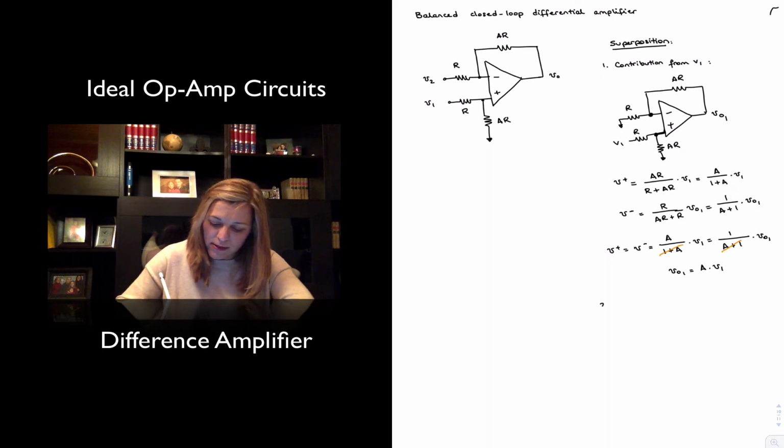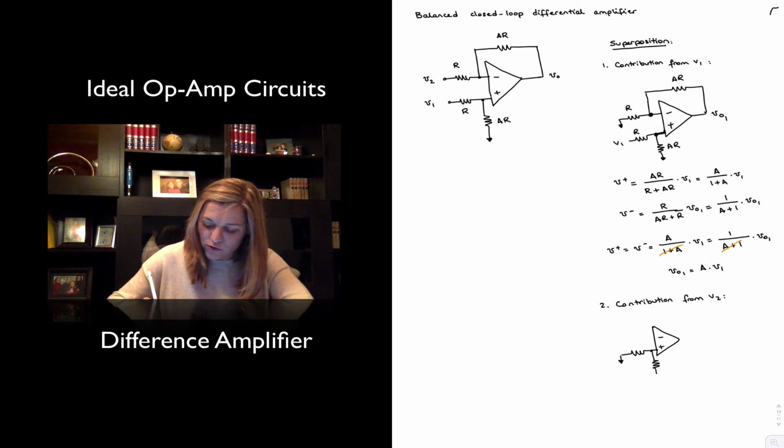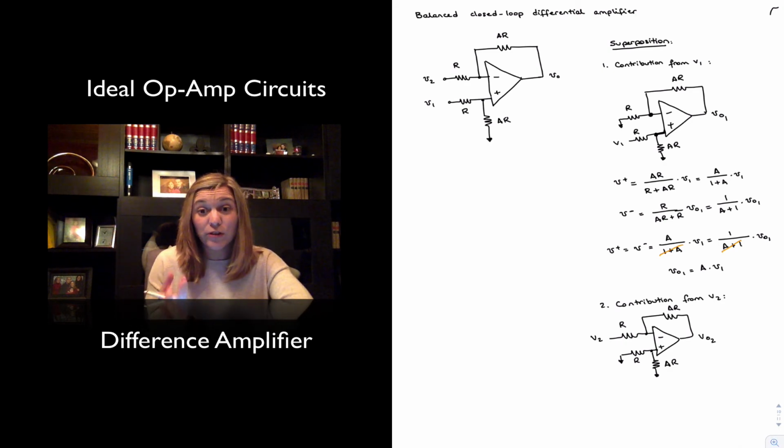Let's take a look now, second, at the contribution from V2. And I can redraw the circuit again. In this case, I am disconnecting the source V1. So this will be R, AR, and I'm only considering V2 as an input. That's R, AR. This is V2, and the output, again, I'm going to call it Vout2 because it's not really the overall output, it's just the contribution from V2.